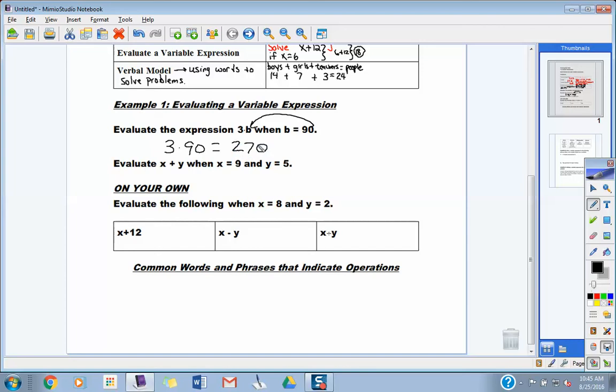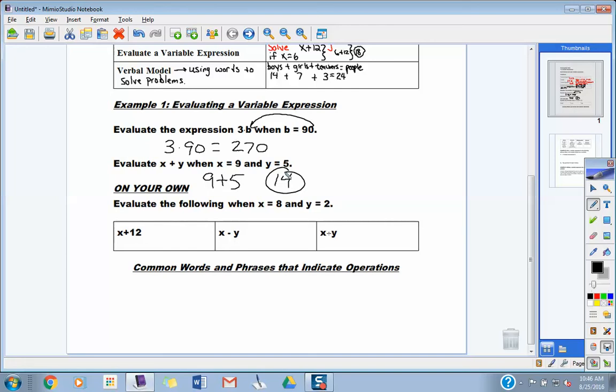Okay, let's try another one. Evaluate x plus y when x is what value, kids? 9, and your y value is? Okay, so this is really going to become what plus what? 9 plus 5, which is? Substitute it in and solve, and you're going to get 14.